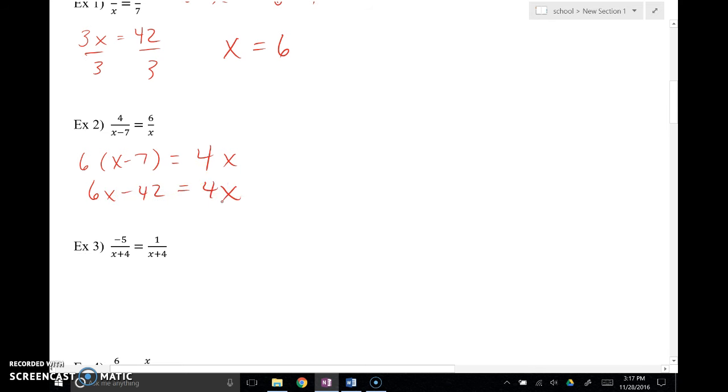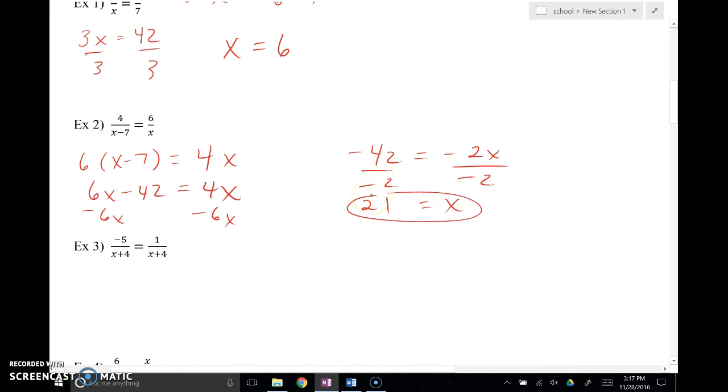And now I need to isolate the variable. So I'm going to subtract 6x from both sides. And that's going to give me negative 42 is equal to negative 2x. Divide both sides by that negative 2 to isolate the variable. And 21 is equal to x.